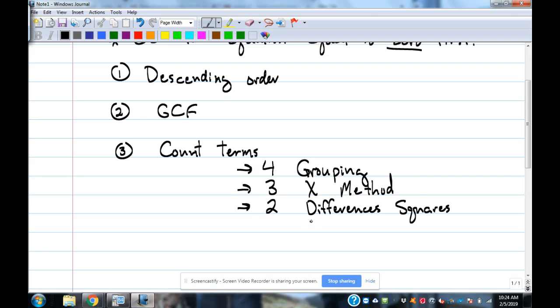But understand that later on there's a thing called sum or difference of cubes. That we'll learn about. When we go to higher degree polynomials, we'll talk about sums and differences of cubes and how to factor those. But those 2 things, if there are 2 terms, most of the time right now it's going to be differences of squares. Later on we're going to get to sums and differences of cubes as an option as well.